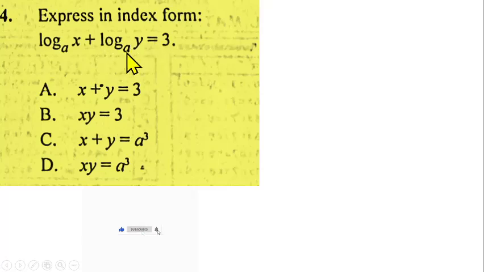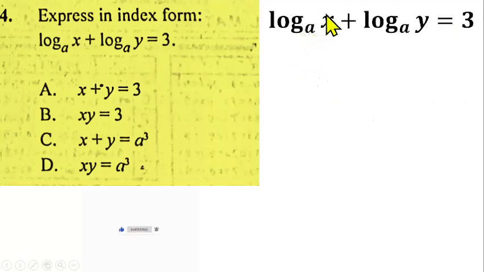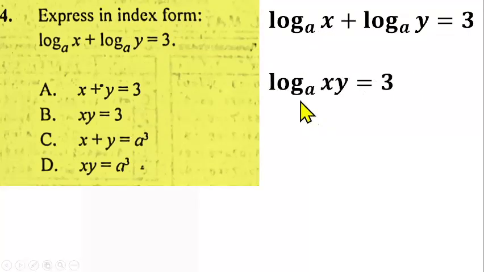Question number 4 is from logarithm. You have to express in index form: log x base a plus log y base a equals 3. This tests your ability to use the laws of logarithm. They have the same base, so we can apply the law of multiplication: the plus changes to multiplication. That means you'll have log xy base a equals 3.